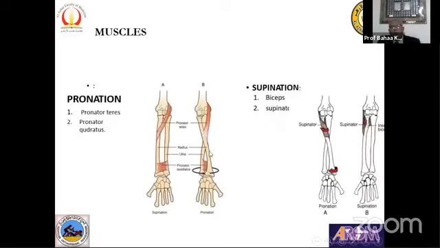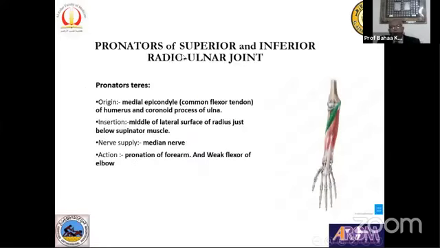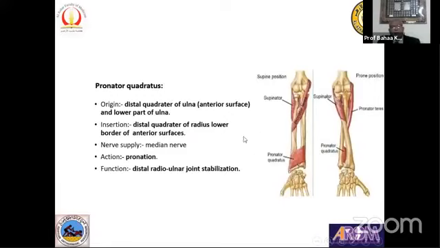The muscles acting for pronation and supination: for supination, mainly the biceps and the supinator. For pronation, the pronator teres and the pronator quadratus. The pronation of the superior and inferior radio-ulnar joint is done mainly by the pronator teres. The pronator quadratus acts on the distal part, and its function is distal radio-ulnar joint stabilization.